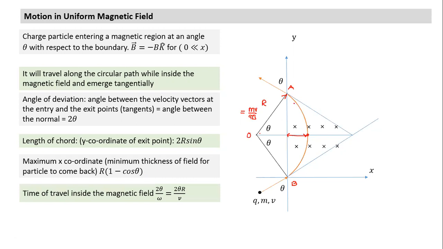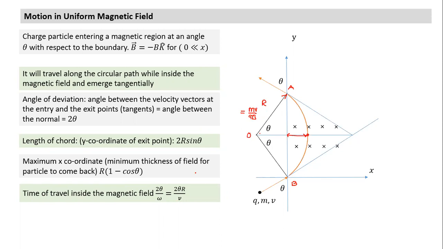Time for travel inside. How long will it remain inside the magnetic field? How would you calculate the time? It has a circular path, so it had an angular displacement of 2 theta, and it has some angular velocity. So I will calculate time using the property of circular motion. In circular motion, time is equal to angular displacement by angular velocity. Angular displacement is 2 theta. Angular velocity is v by R.